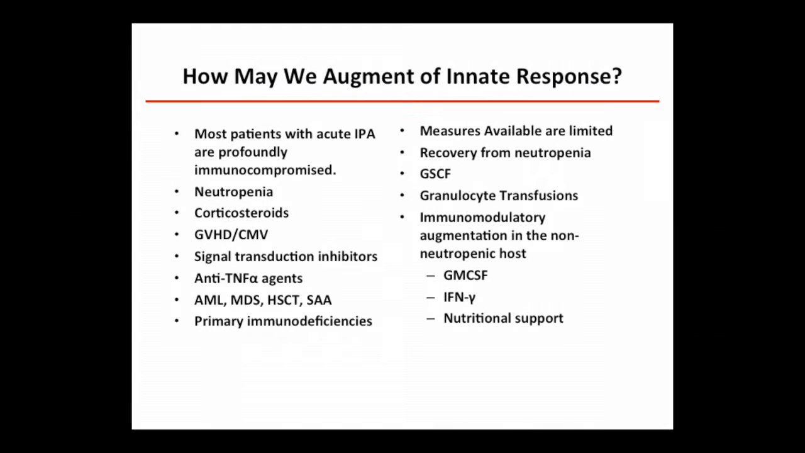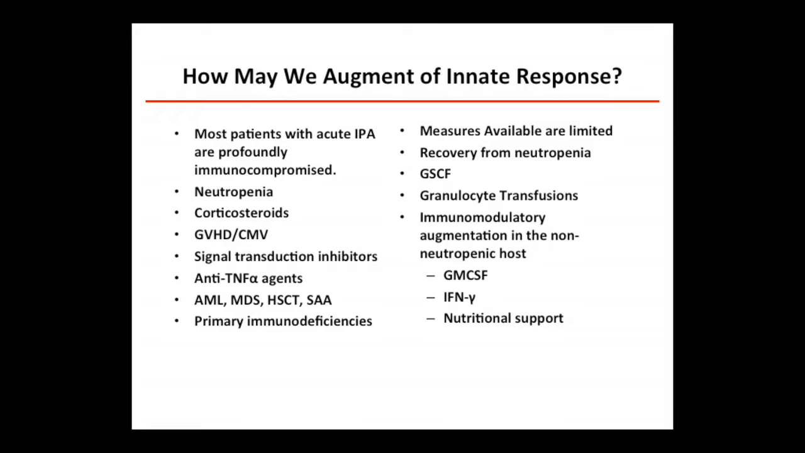Patients with acute pulmonary aspergillosis are already heavily immunosuppressed, profoundly. Neutropenic, corticosteroids, GVHD, often complicated by CMV, signal transduction inhibitors, anti-TNF-alpha agents, the underlying diseases associated with AML, MDS, stem cell transplant, as well as primary immune deficiencies. But the measures available to impact on those poor patients are limited. We can hope for recovery from neutropenia with G-CSF.